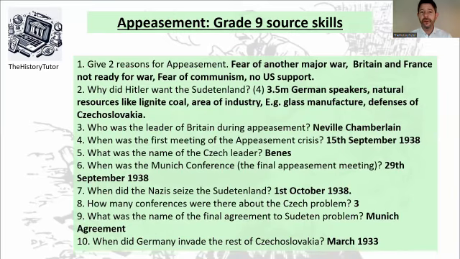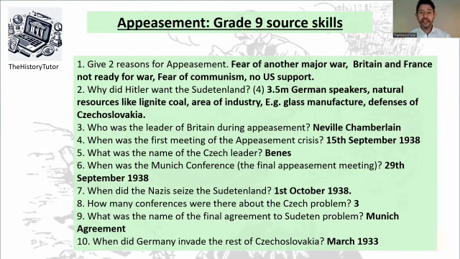All right, so here's my answers then. Give 2 reasons for appeasement. So we've got obviously fear of another major war, Britain and France not ready for war due to the Great Depression, fear of communism, no US support. So generally lots of reasons why Britain and the Allies felt weak and they needed to appease Hitler.